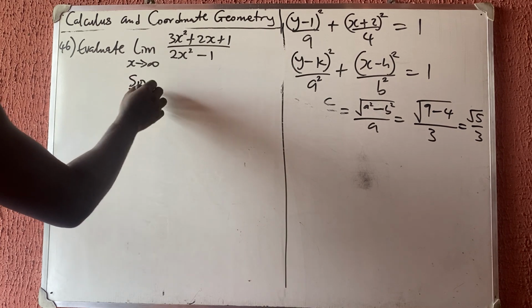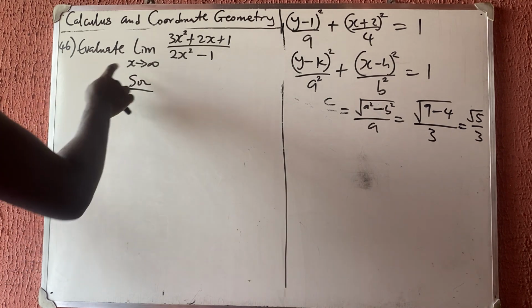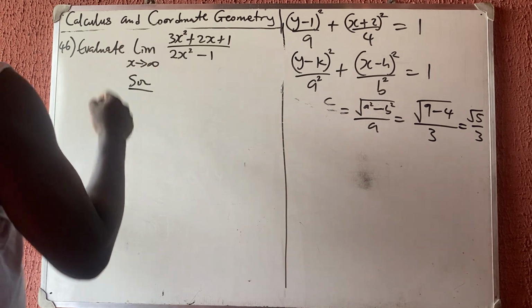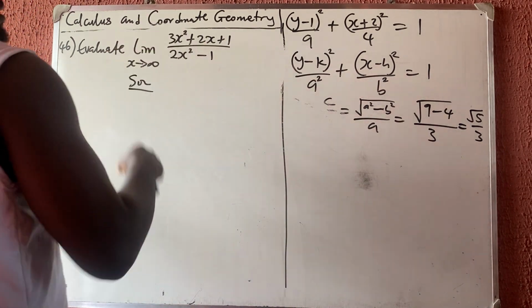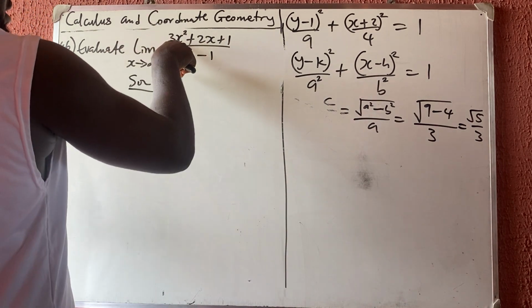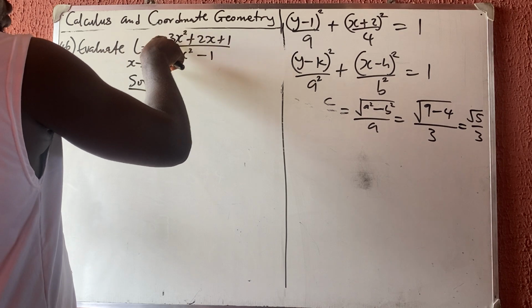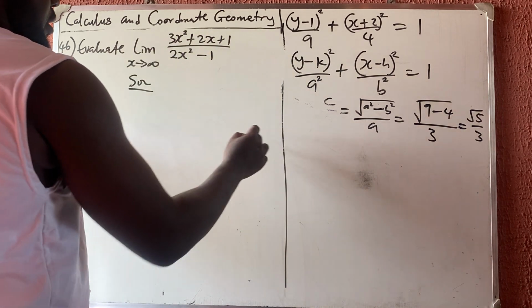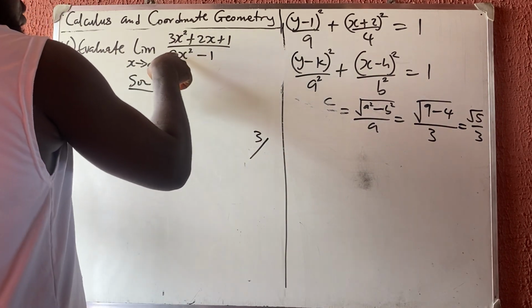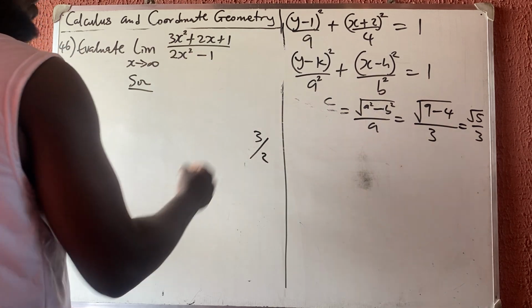Okay, solution. Now the shortcut to this, whenever the limit approaches infinity, is simply the coefficient of the highest degree of x. The highest degree of x in the numerator is 2 and the coefficient is 3. So my answer is 3 over the coefficient of the highest degree here, which is 2. So 3 over 2 is my answer.